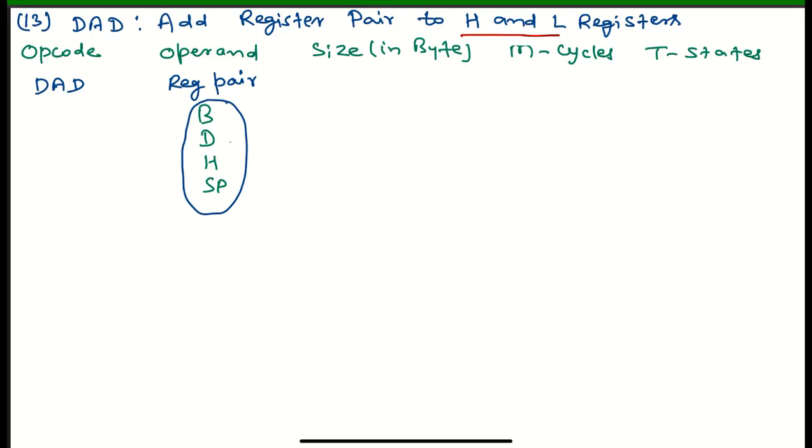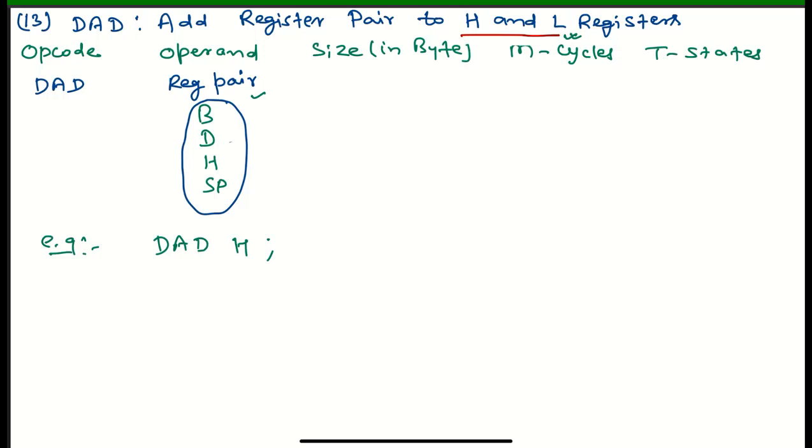So let's say, for example, we are writing DAD H. So the function of this instruction is what? Whatever the first operand by default for this instruction will be the HL register pair, and the second operand must be specified as a source operand in the form of either the BC, DE, HL or SP register pair.